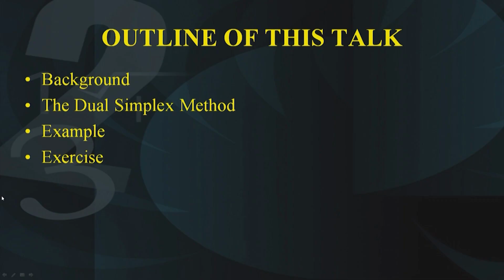Students, today we will learn a method called the Dual Simplex Method. This method is a modification of the simplex method for a particular type of problem, one which has a relationship with the dual. As we proceed, we will see how the dual simplex method can be applied to obtain the solution of a linear programming problem. The outline of today's lecture is as follows: background, then the dual simplex method with the help of an exercise, and finally a question for you to solve.